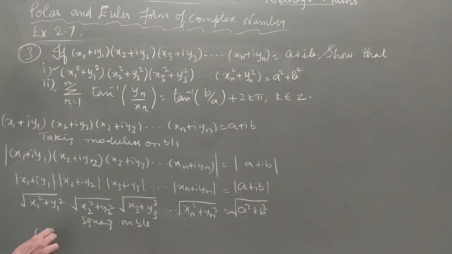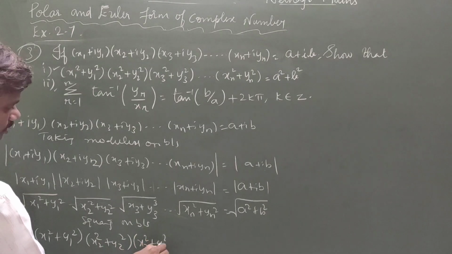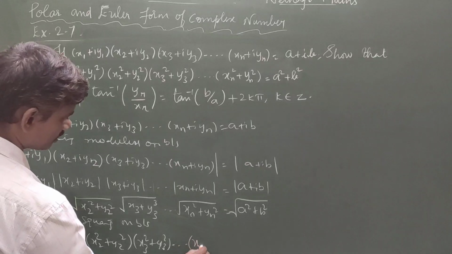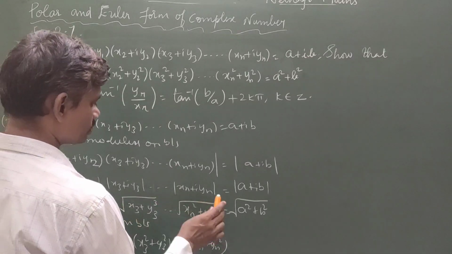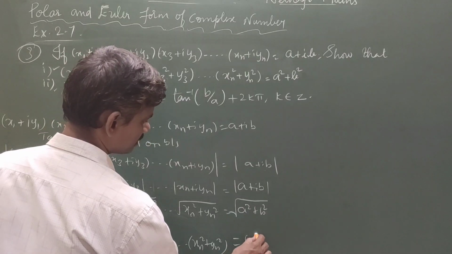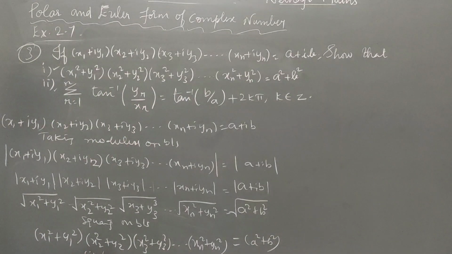Squaring on both sides gives the answer. What is that? (x1² + y1²)(x2² + y2²)(x3² + y3²) up to (xn² + yn²). Since everything is multiplied, when squaring, the root and the square get cancelled. You will get the answer for the first one. So the first one is true.